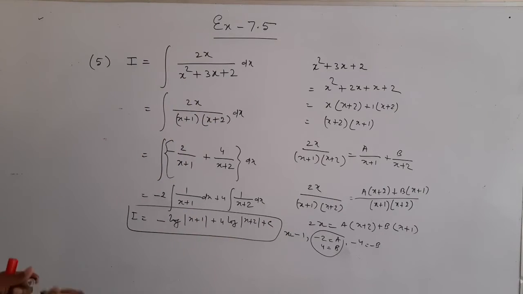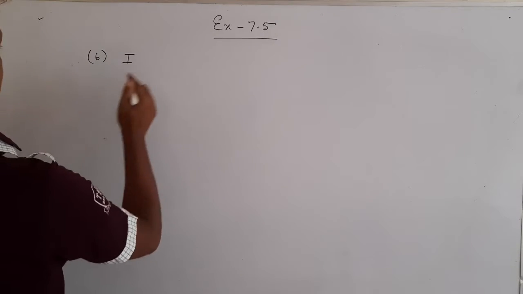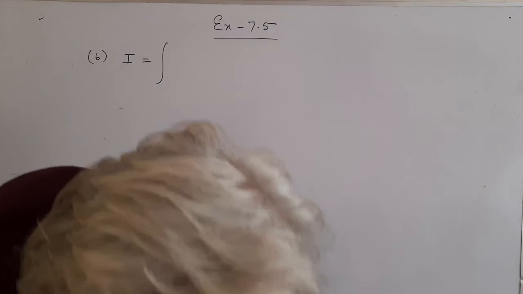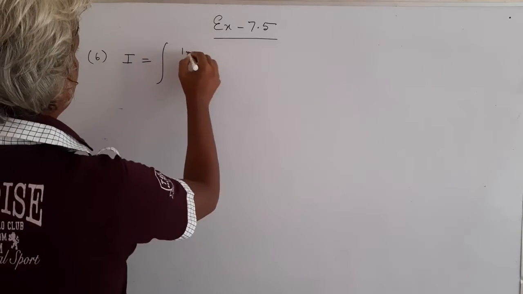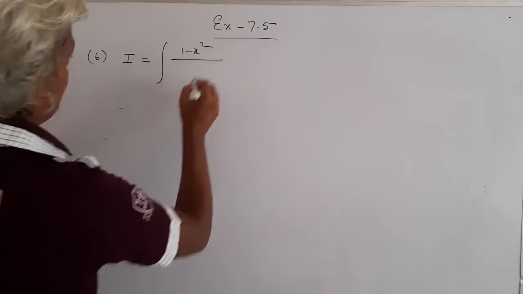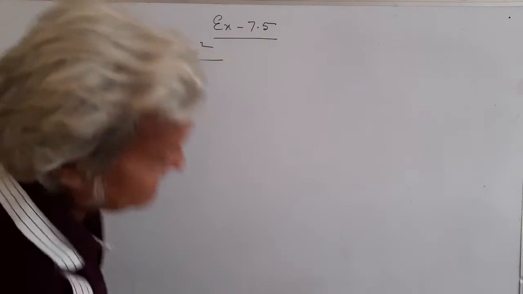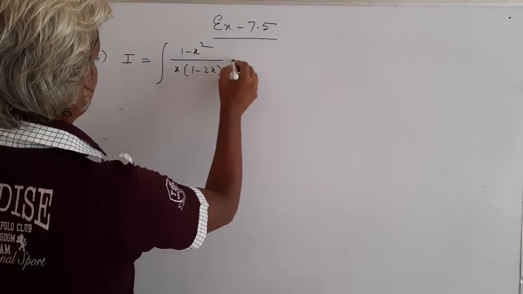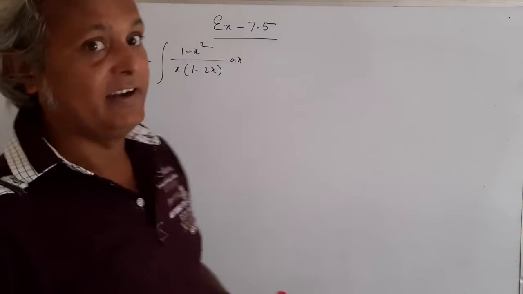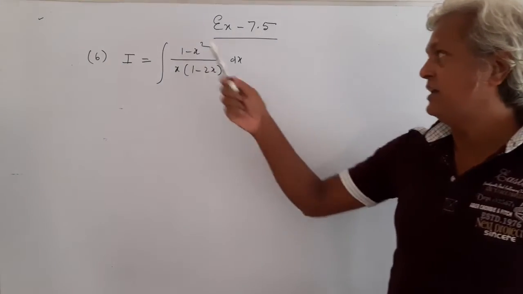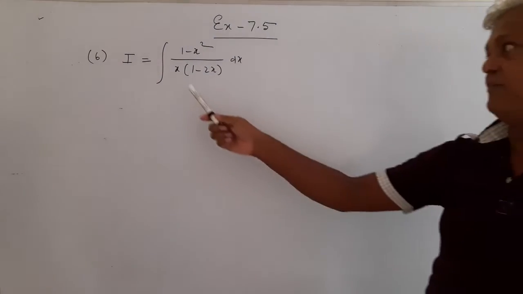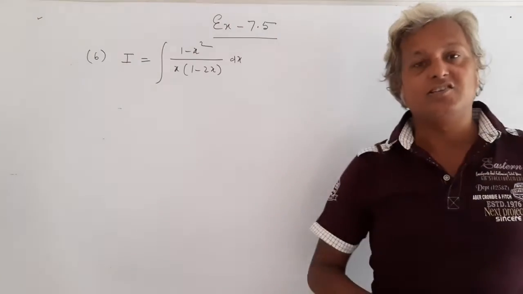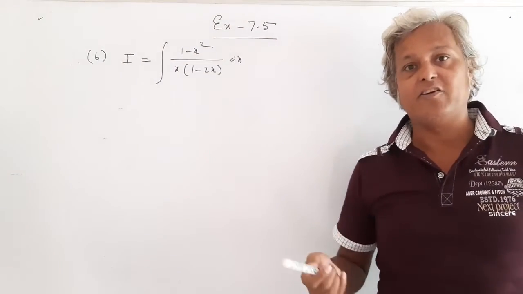Now I go for question number 6. I equals integral of 1 minus x square over x times 1 minus 2x, dx. Now this is a little different, because the degree of the polynomial in the numerator is 2, and the degree of the polynomial in the denominator is also 2. Both the numerator and denominator have the same degree.